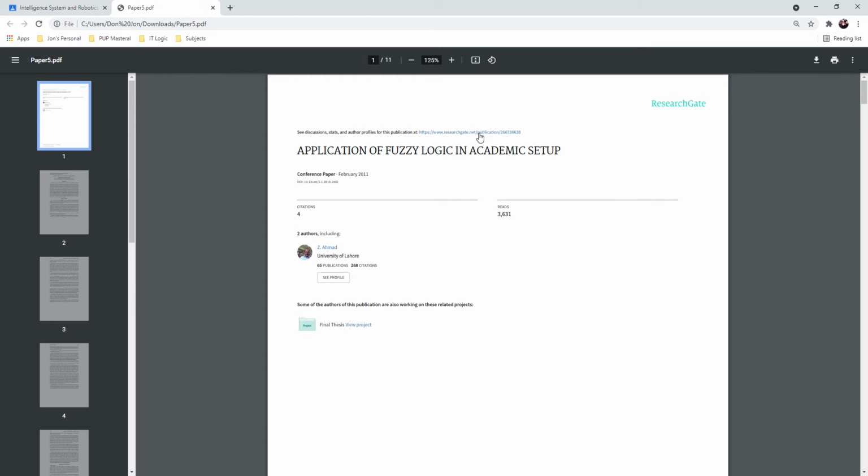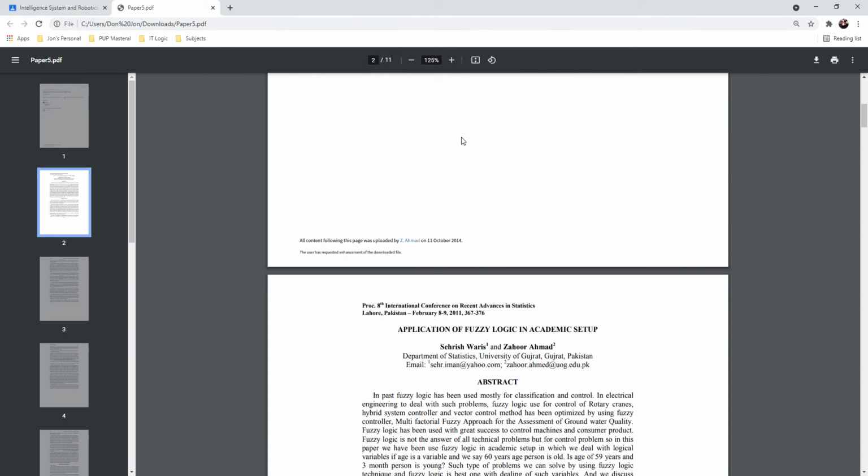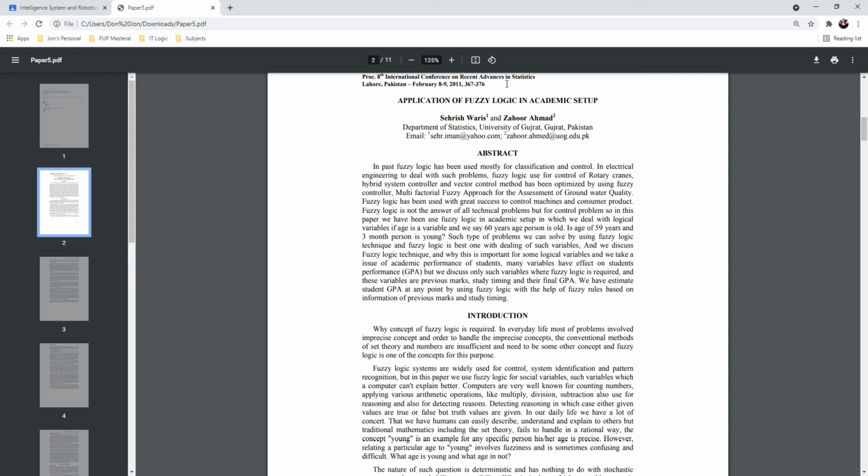So the first one will be the summary or the actual PowerPoint presentation, wherein we have identified the points that are required for the tasks that were given to us. And just to give a quick background on this, the study is the application of fuzzy logic in academic setup. We had two authors, Z. Ahmad and, moving to the contents, Serish Juarez as the author.